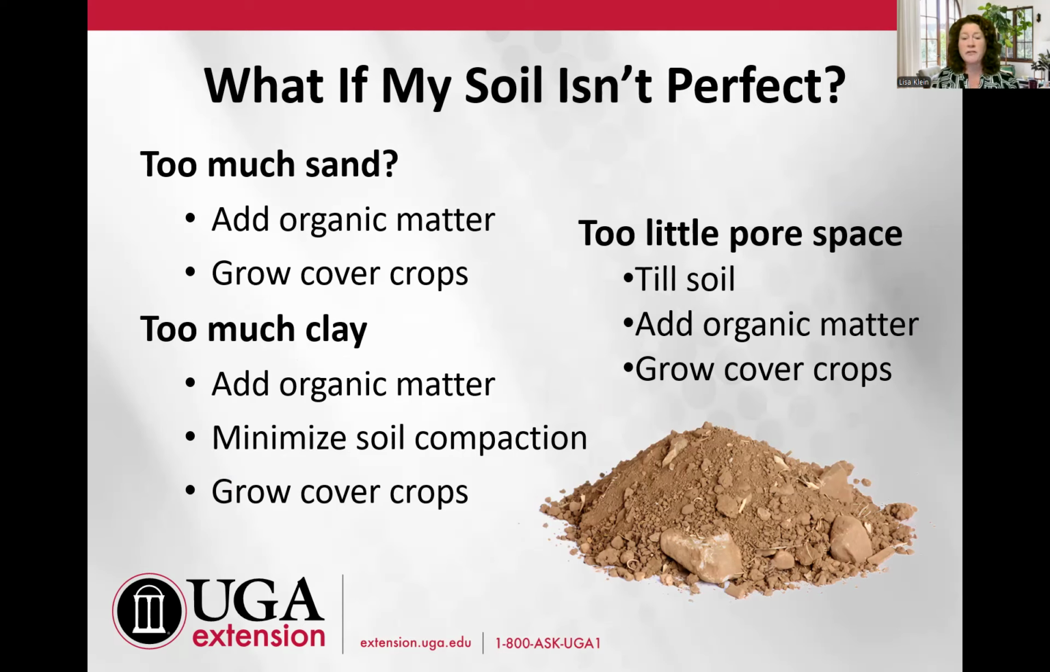Too little pore space, if you've got a lot of clay, till that soil up, loosen it up, add some organic matter, grow some cover crops. A lot of people like the radish method. They grow radishes in the soil and they just leave them. They don't harvest them. They rot in there and add nutrients to the soil, and they loosen it up as they're growing. Too much clay, add organic matter, minimize the soil compaction, and grow some cover crops like the radishes.